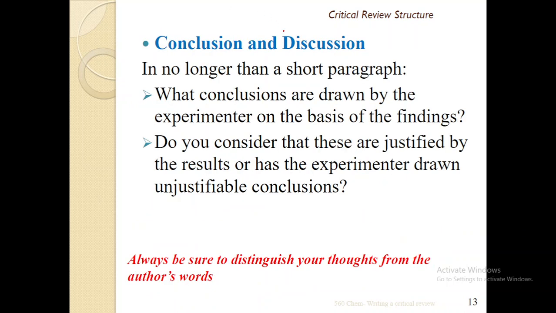As far as the conclusion or the discussion portion of your review paper is concerned, it should be in the form of a short paragraph, and in that you need to ask these questions: what conclusions are drawn by the experimenter on the basis of the findings, and do you consider that these are justified by the results, or has the experimenter drawn unjustifiable conclusions. So these are the areas that you need to mention in your review paper. And always be sure to distinguish your thoughts from the author's words, so you don't mingle your point of view with the author's point of view.